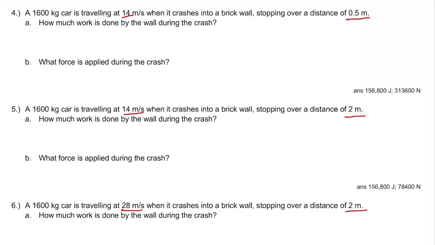Let's start out doing the first one. So how much work is done? Work net is delta KE. So here we have 1/2 m V final, which is 0, minus 1/2 m V initial.